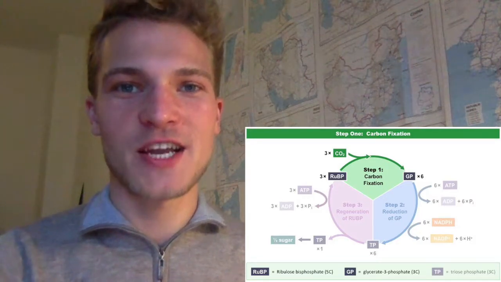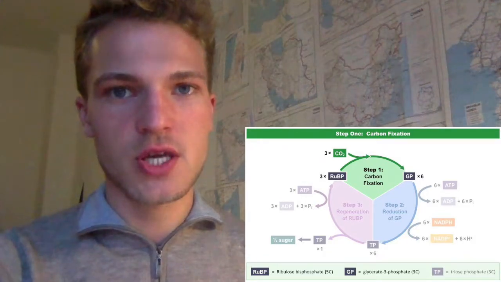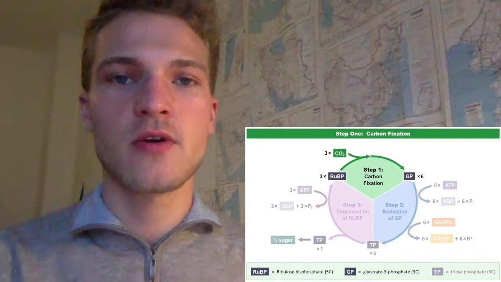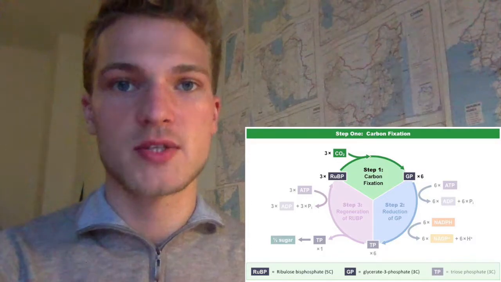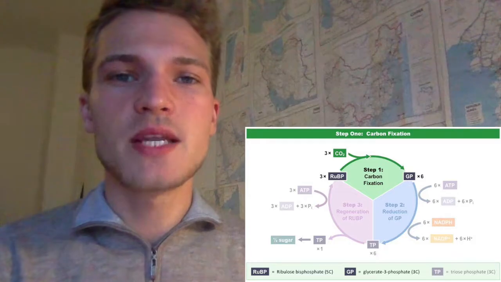Carboxylation means we're adding carbon, right? We saw decarboxylation in cell respiration. Here, of course, we have the opposite. Because we want to fixate the carbon, we need to carboxylate. The Calvin cycle is, as the name suggests, a cycle. What does it mean if we have a cycle?